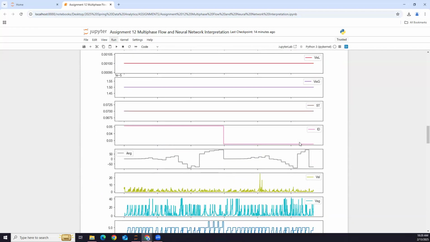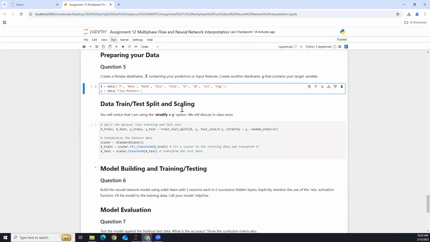put the angle in between the pipe ID and the superficial liquid velocity.